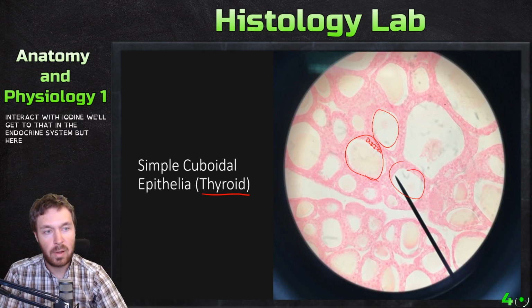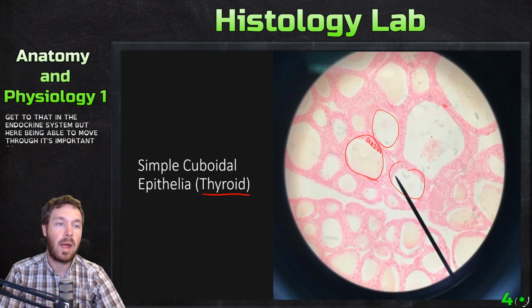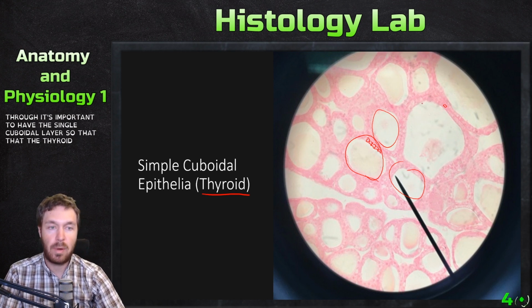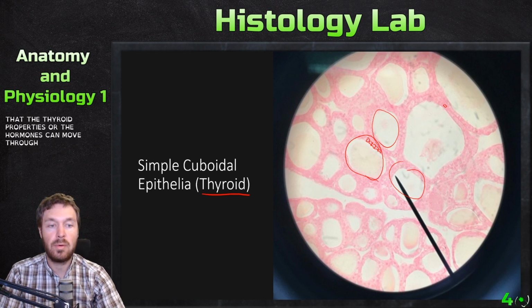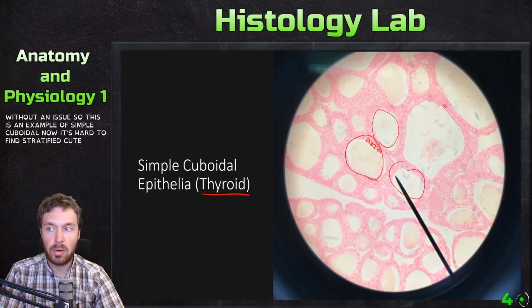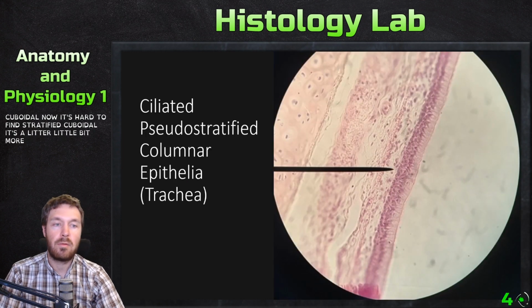But here, being able to move through, it's important to have this single cuboidal layer so that the thyroid properties or the hormones can move through this tissue without an issue. So this is a nice example of simple cuboidal. Now it's hard to find stratified cuboidal. It's a little bit more rare.